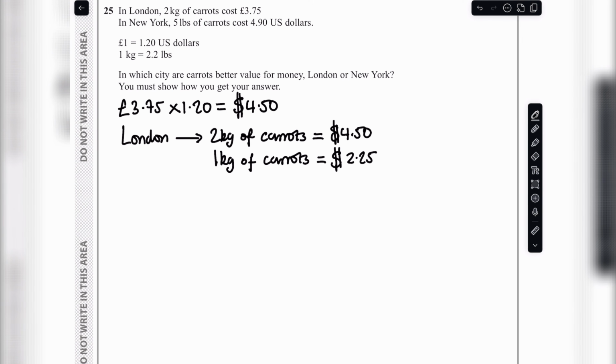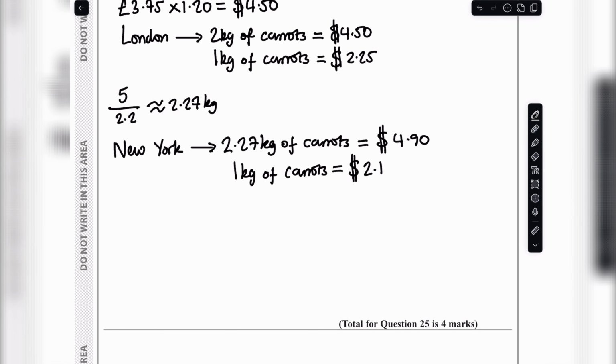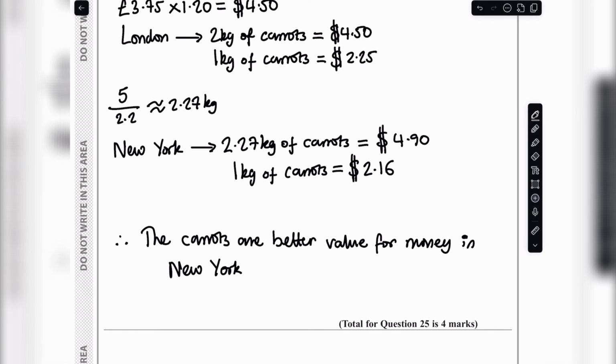And if we look at New York, the first thing I'm going to do is divide 5 pounds by 2.2 pounds, and that approximately gives us a value of 2.27 kilograms. So in New York, 2.27 kilograms of carrots equals $4.90 US. Therefore, 1 kilogram of carrots can be determined by dividing 4.90 by 2.27, and that gives us a value of $2.16 US. So in London, 1 kilogram of carrots costs $2.25 US, and in New York, 1 kilogram of carrots costs $2.16 US. Therefore, the carrots are better value for money in New York.